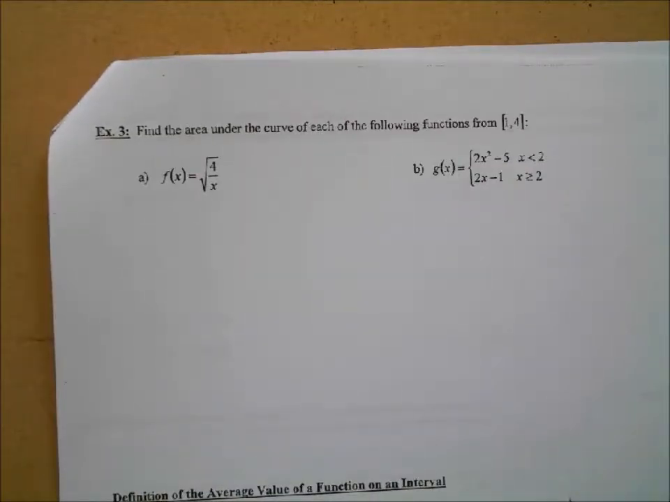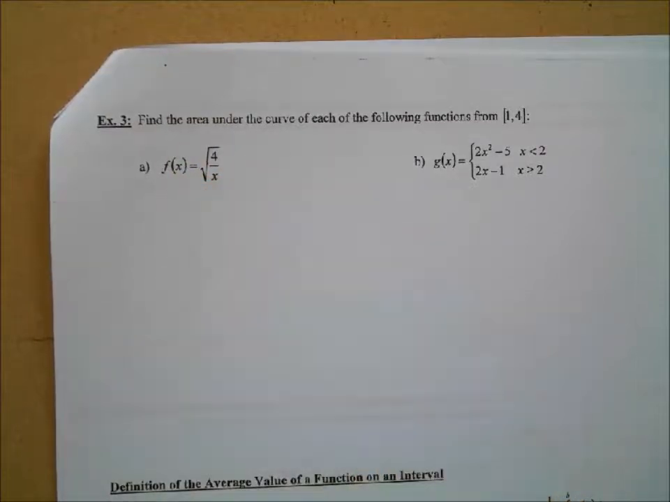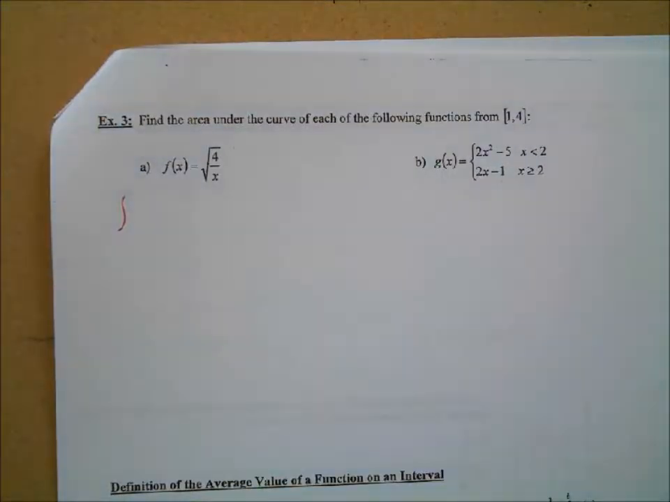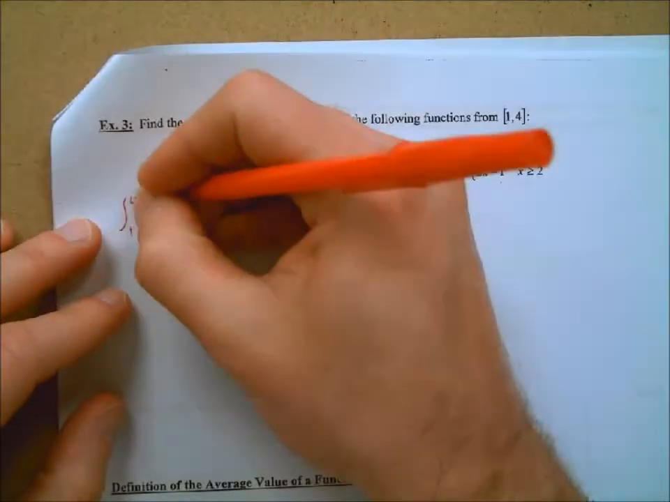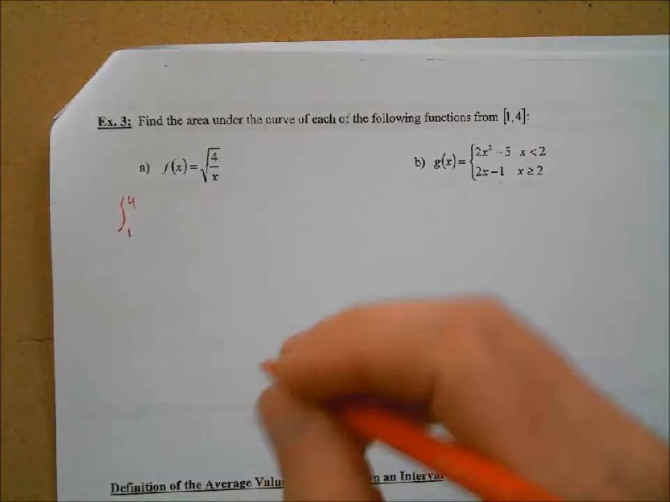All right, so now our directions change ever so slightly. We want to find the area under the curve of each of the following functions from 1 to 4. All right, so how are we going to do that with this? What should we do? Take the integral. Okay, great idea. We're going to integrate from what to what? From 1 to 4, right. Okay. And we'll do the square root of 4 over x.